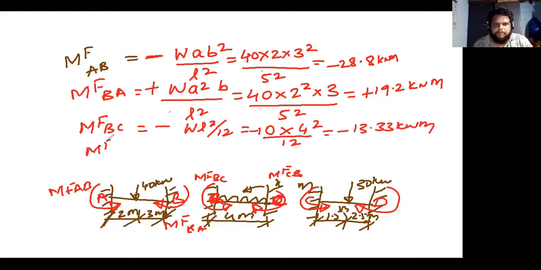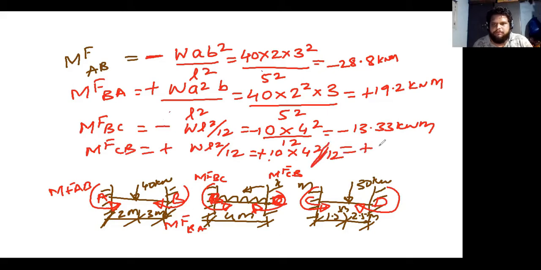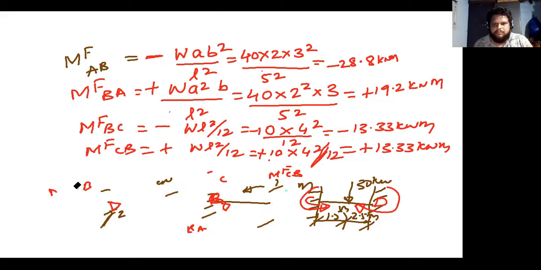Similarly, MFCB, if you see MFCB, the direction is clockwise, plus WL square by 12. So this will become plus 10 into 4 square by 12, and this will become plus 13.33 kilonewton meter. All right. Now, so 2 spans are completed. We'll go for the third span. What is the third span? Third span is also similar to the first span. Only loading and its span dimensions are different.